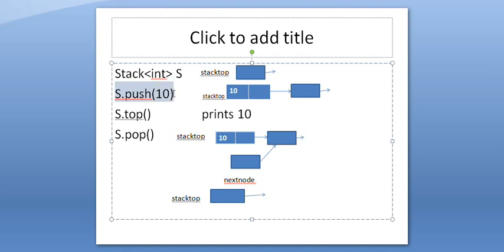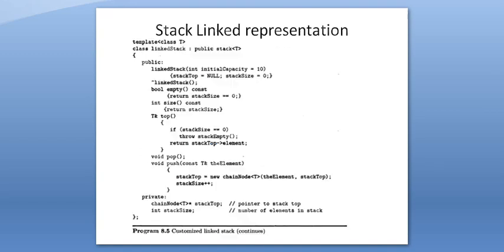So s dot push. Let's see what happens now, which function is called. So this function is called. The element value is 10 now. So push of 10. What happens? Stack top is equal to new chain node. We have discussed chain node. For chain node we have three ways to configure: chain node with no argument, chain node with one argument, and chain node with two arguments. Here we are using chain node with two arguments. In chain node, the first argument is the element, and the second argument is stack top.